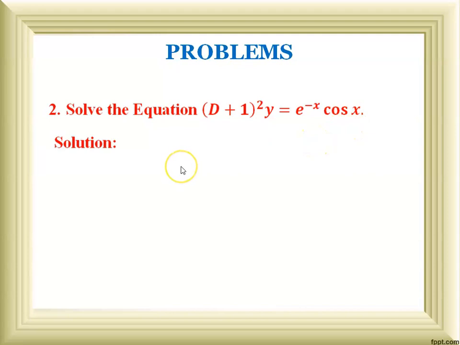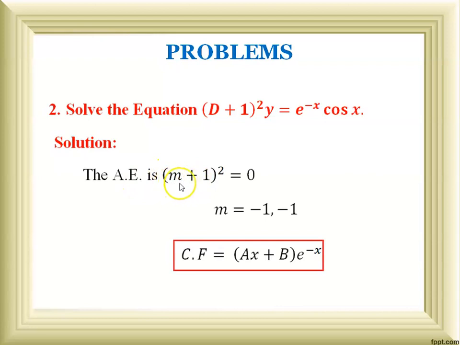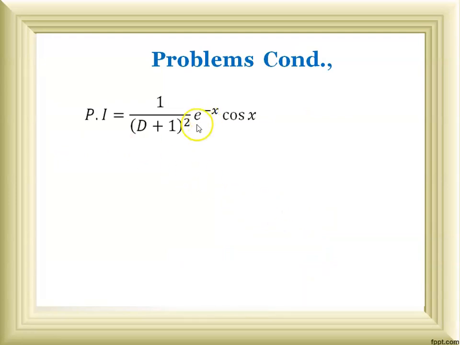So first, for finding the complementary function, I want to write the auxiliary equation. That is, we should replace d is equal to m in f of d in the given problem. After replacing, the auxiliary equation is m plus 1 whole square is equal to 0. So after simplifying this, I will get the roots are minus 1 comma minus 1. Here the roots are repeated. In such case, we need to develop the complementary function as ax plus b into e power minus x because the roots are repeated. So next we move on to the particular integral.